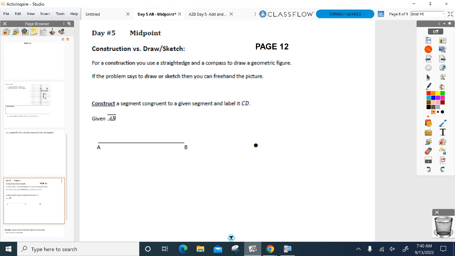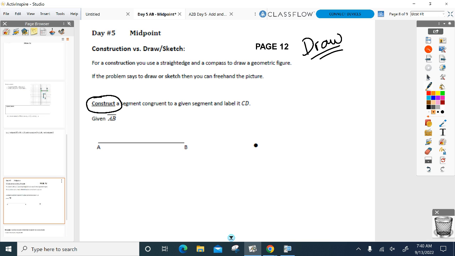Okay? These are compasses. Anytime I see the word construct, I want to start using my compass. Sometimes you'll see this word. That means just take your pencil and do a freehand drawing, okay? But construct, I need to take out both my compass and my straight edge and get to work.